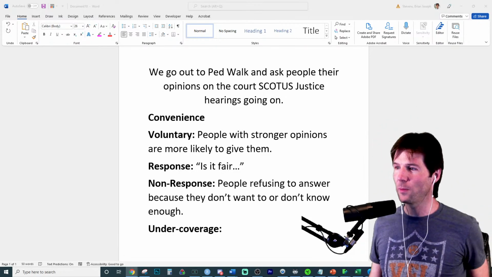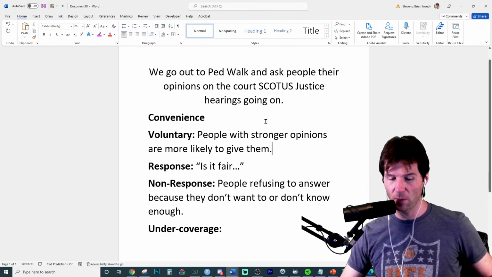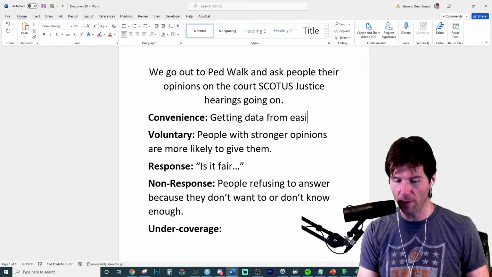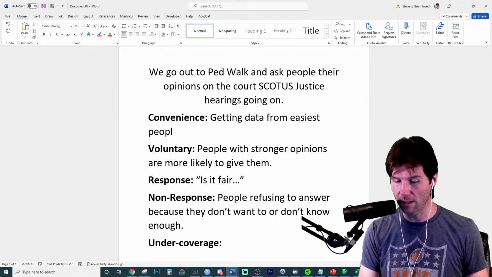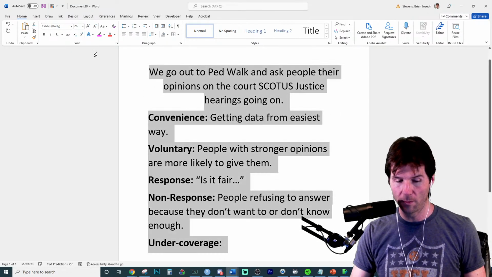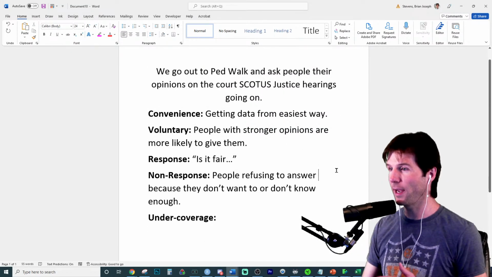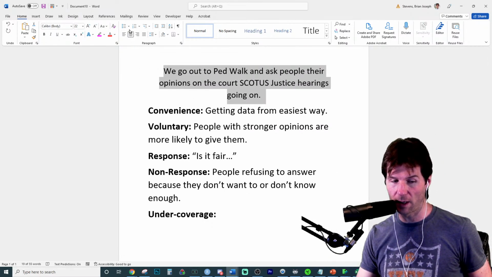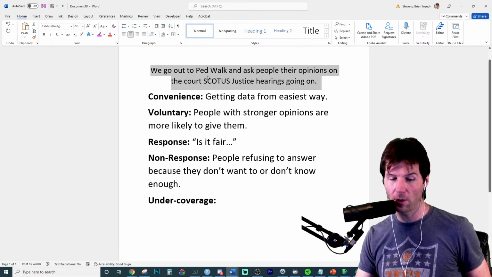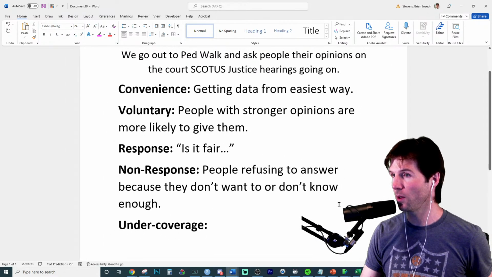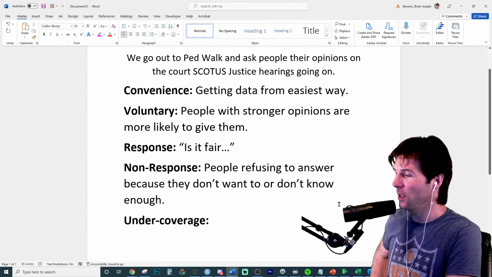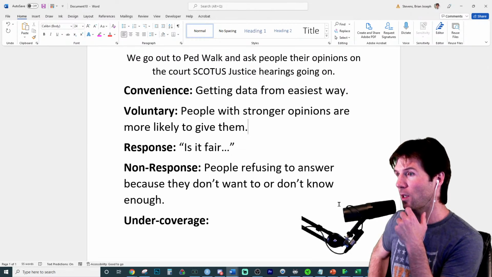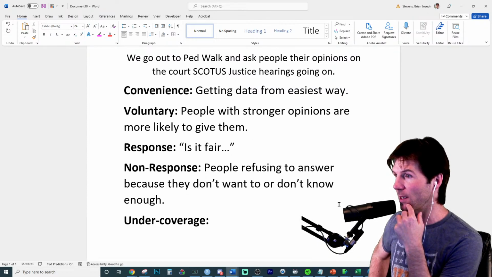Convenience is going to be when you do something in an easy way, getting data from the easiest people or things, getting data the easiest way. So the problem here is if you say you want to collect data on this and you just talk to your friends or you put it online, that's the most convenient way. Like, I got to do this survey for my class, let me just put it online. The convenience bias is not going to be a representative view of what's really going on. So convenience bias, convenience sampling, getting data the easiest way.